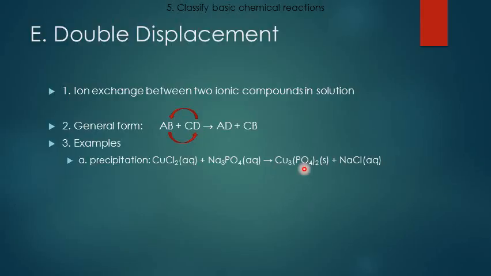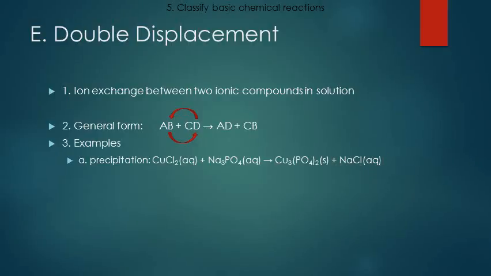Now how do we get that? Well, all that happened is the copper ion, the cation from one compound, and sodium, the cation from the other, switch places. So the copper is now in a compound with the phosphate ion. We can see that here. And then the sodium is now in a compound with the chloride ion. We can see that here. And sodium chloride is soluble in water, meaning it will be aqueous.